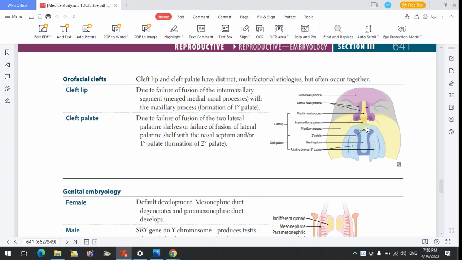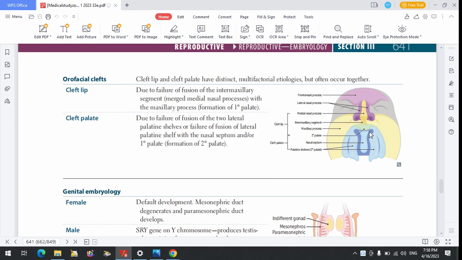You are supposed to have fusion of the intermaxillary segment. This is the intermaxillary segment. The intermaxillary segment is actually formed by joining of the medial nasal processes. When your two medial nasal processes join together, they form the intermaxillary segment. The intermaxillary segment is supposed to now fuse with the maxillary processes to form the primary palate, which is this guy. If that fails to occur, you have a problem with the lip.